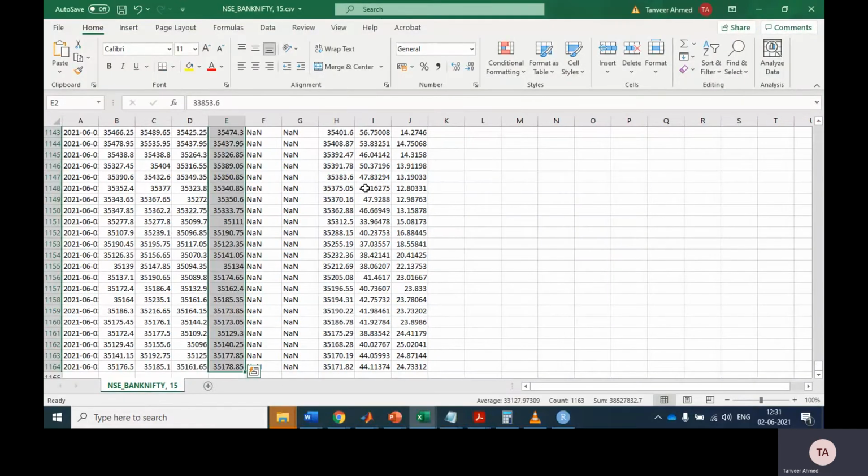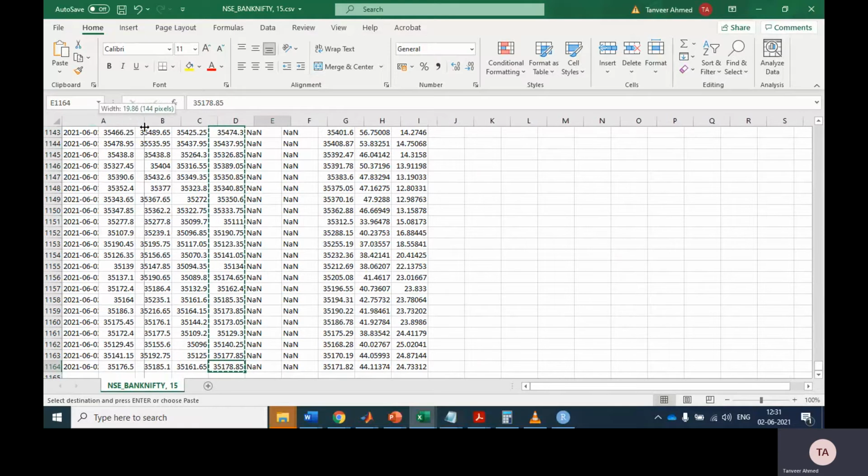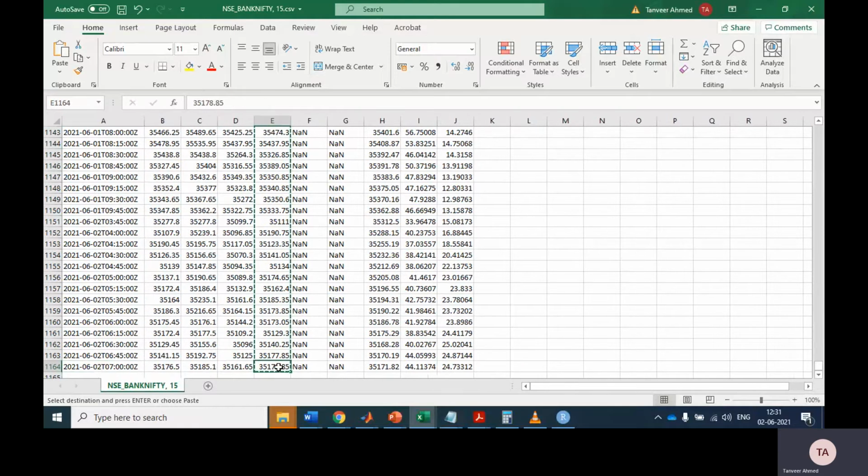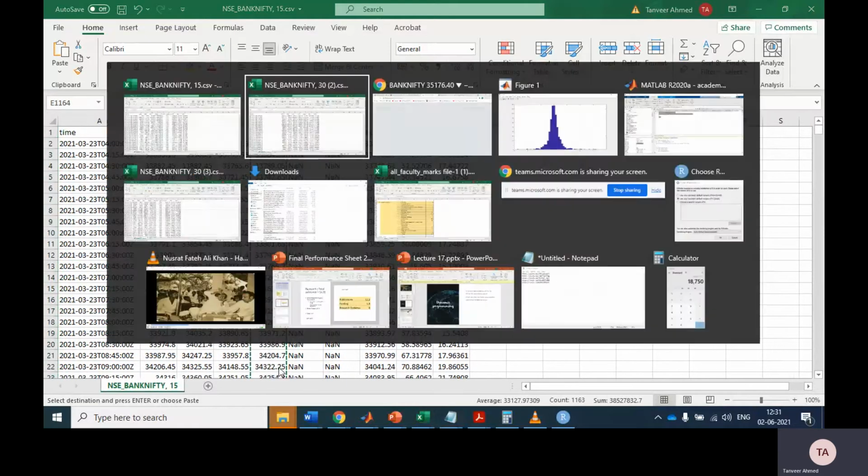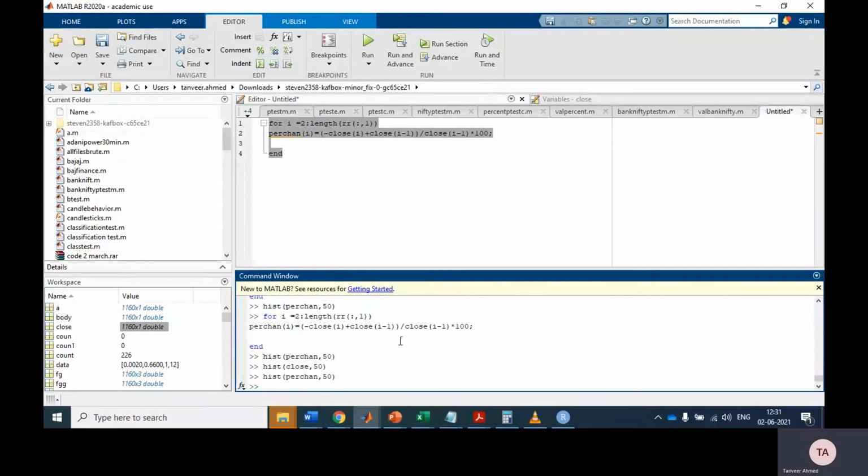So let me focus on the closing price. This is the closing price. Yes, this is the closing price. And let's check if the data is recent. Yes, it's recent. So let's check 15 minutes. Let me import it into my MATLAB. Close is equal to this, the entire column. And let's check the distribution of close first.